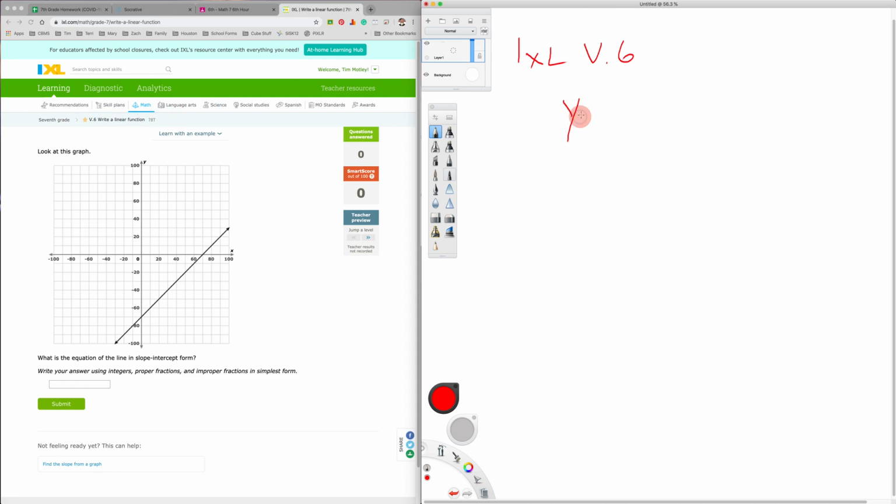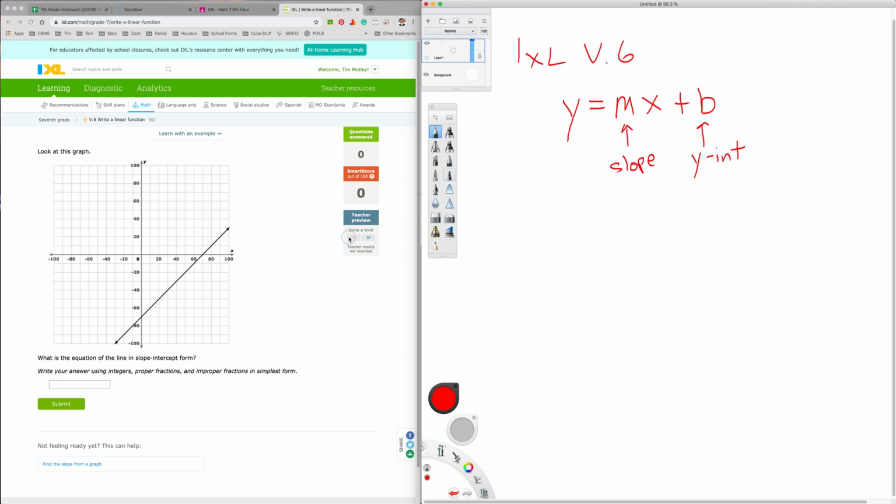Each one of these, you're going to be writing an equation that's going to go into this form that we've talked about. Lesson 9.5 is about slope-intercept form. So this right here is the slope every time, and then this is your y-intercept. It's where it hits the y-axis.